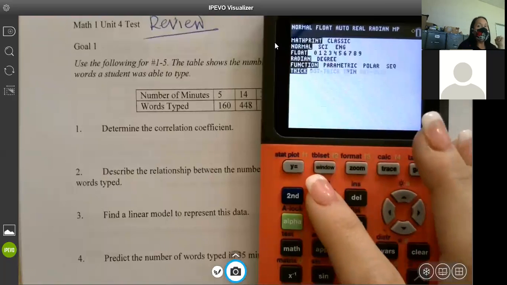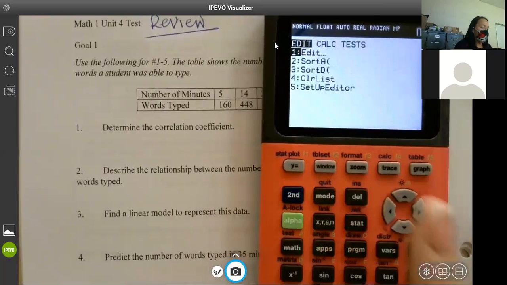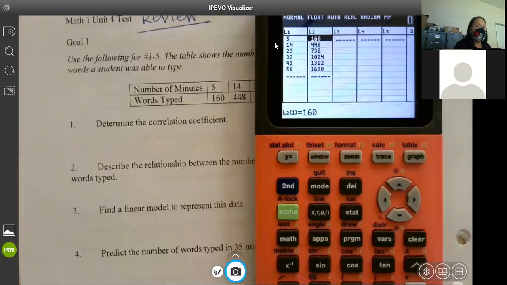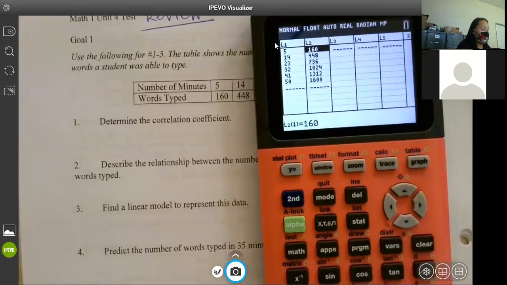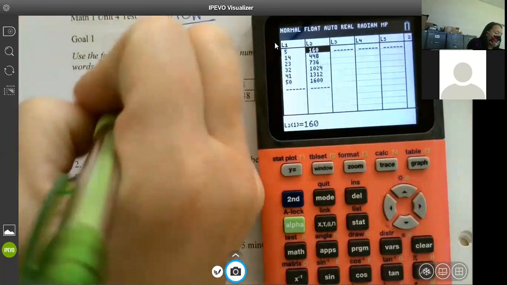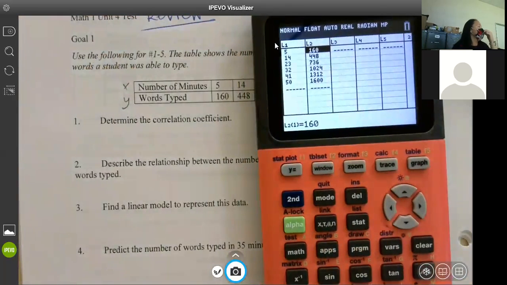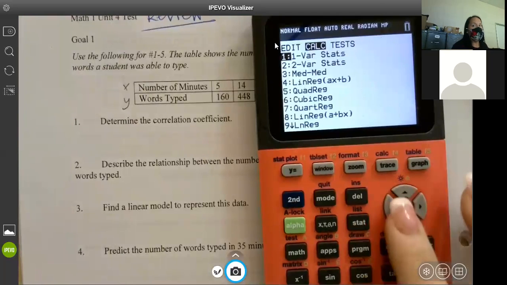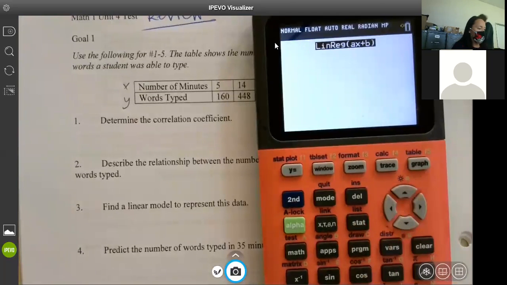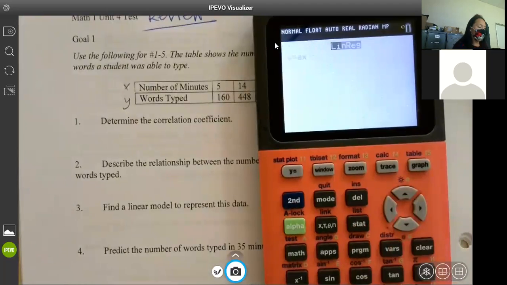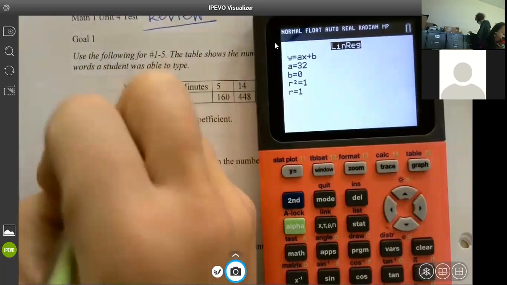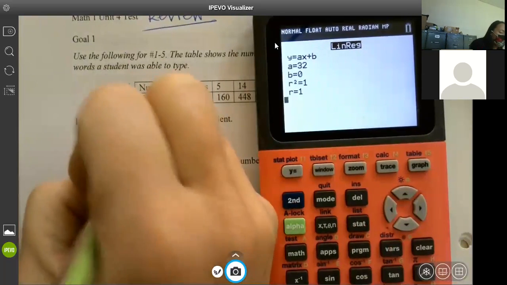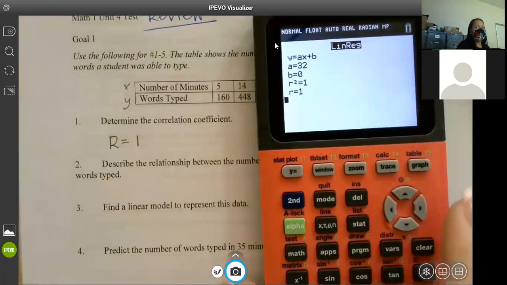All right. So, sorry. Stat, edit, and put your list in. Remember, the top is always X. The bottom is always Y. If it's side by side, the left is X and the right is Y. Okay, get another one. You're going to go back to Stat, over to Calc, and down to number 4. Your correlation coefficient is whatever R is, and in this case, R is 1.